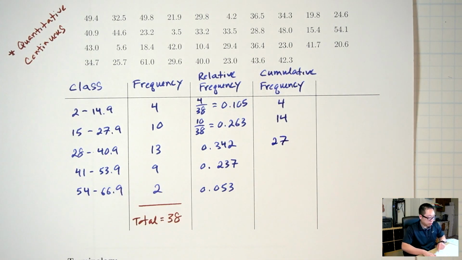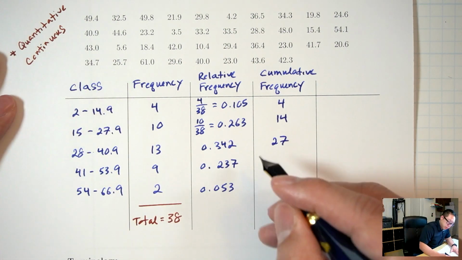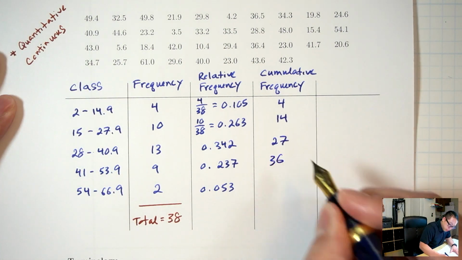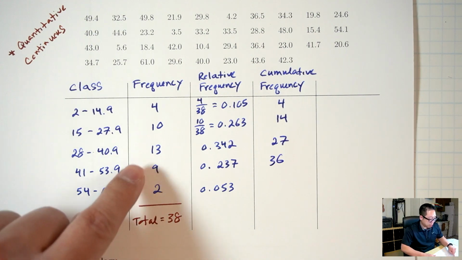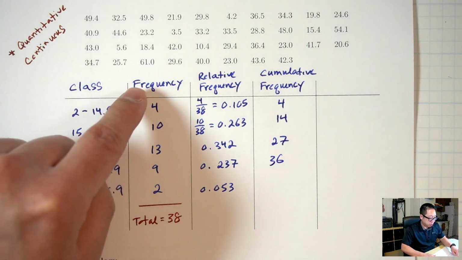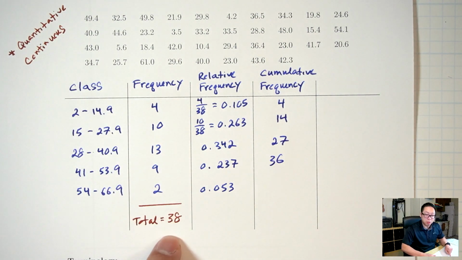Next up is 9 plus 13 plus 10 plus 4, which is 36. And then finally 2 plus 9 plus 13 plus 10 plus 4, which is all of these numbers, which I know is 38.